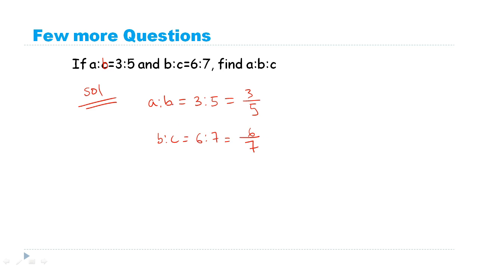Now you see, here we have B and here also we have B, but B is 5 here and B is 6 here. So how can the same thing be different? It is not fair. So we will make this B equal. That means this 5 and 6 must be equal.